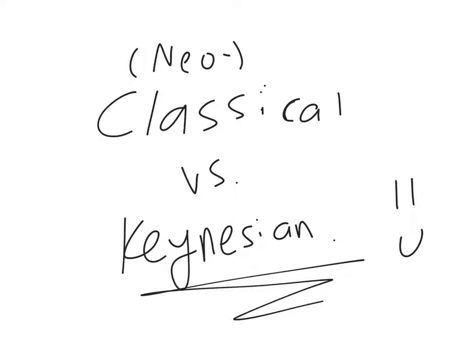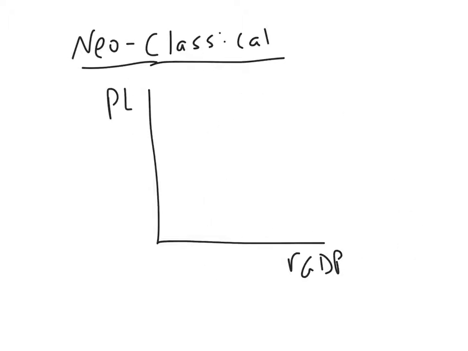This video is going to cover the differences in the shapes of the aggregate supply curve based on the neoclassical model and the Keynesian model. The neoclassical model refers to the classical idea that government intervention is not necessary in the economy, and so the shapes of their supply curves reflect that idea that the economy will eventually fix itself.